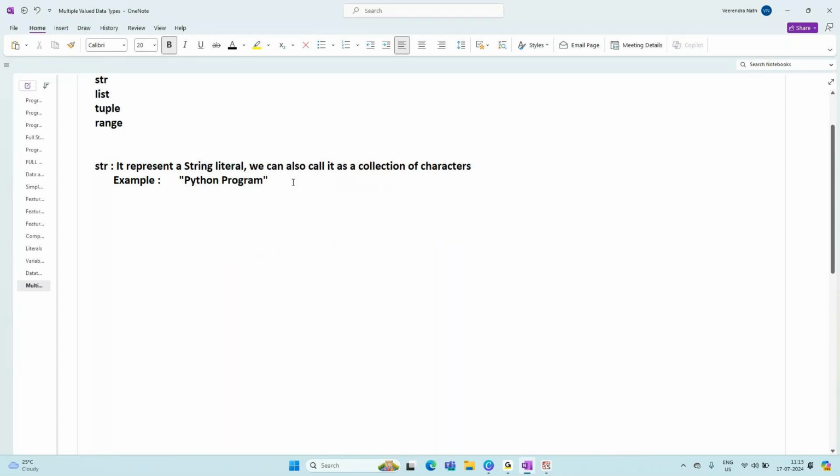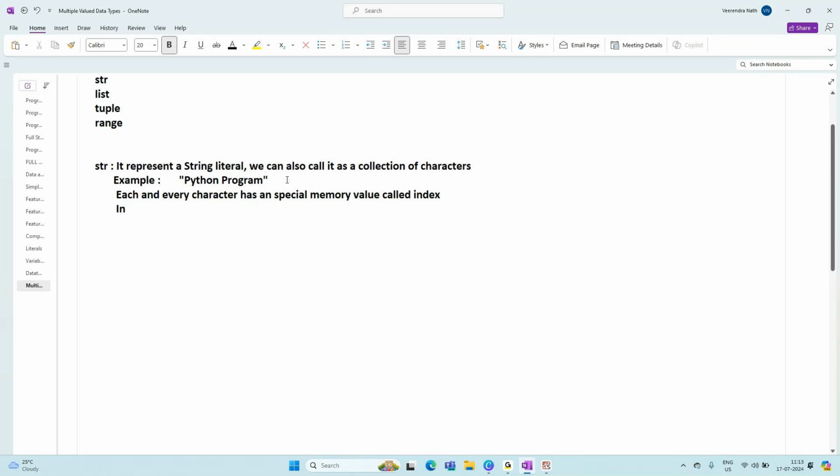Now why are we calling it sequential, or why are we keeping this under the sequential, that we need to understand. Each and every character has a special memory value called index. Each and every character has a special memory value called index.